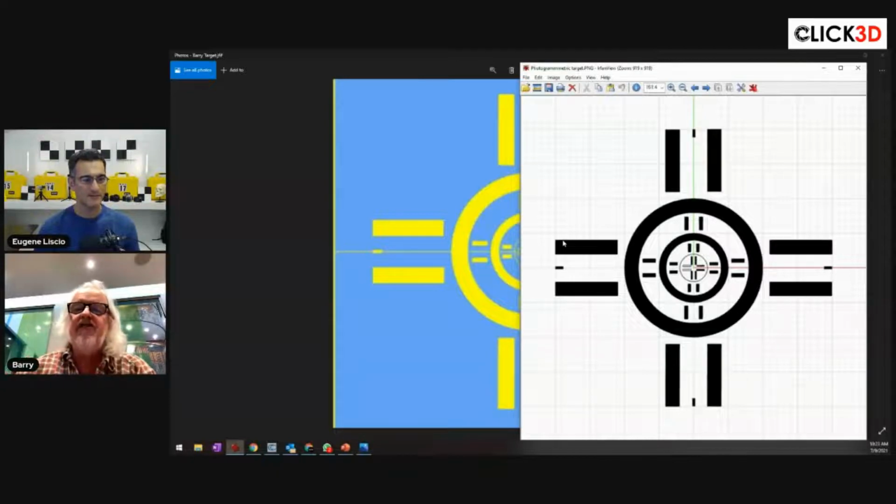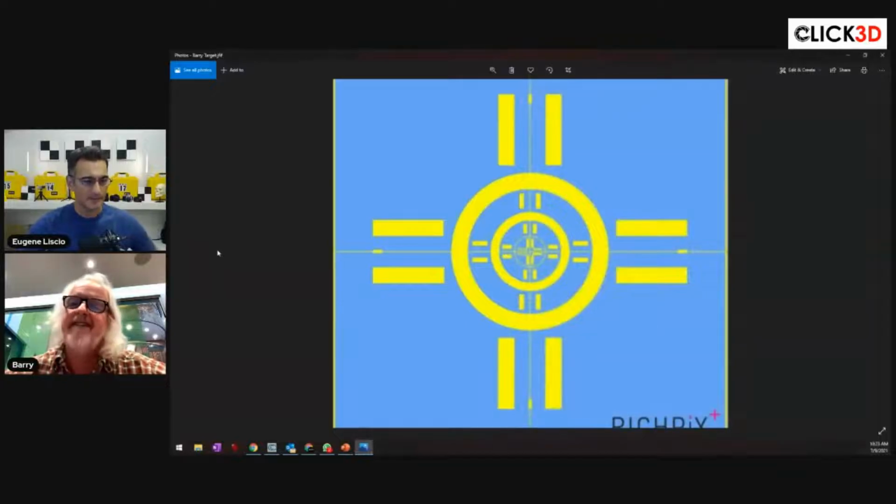So I've got used to using these because sometimes you put photogrammetric targets in an area that originally was lit, but then during the shoot becomes dark. Right. So it stands out for me. The yellow on blue stands out better than black on white.